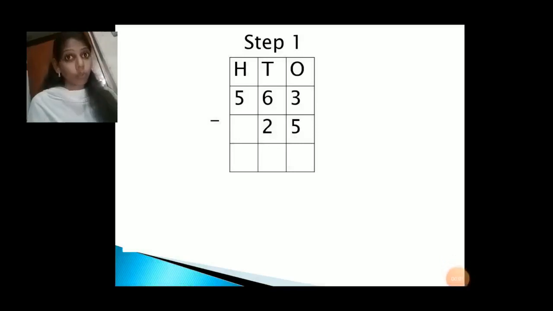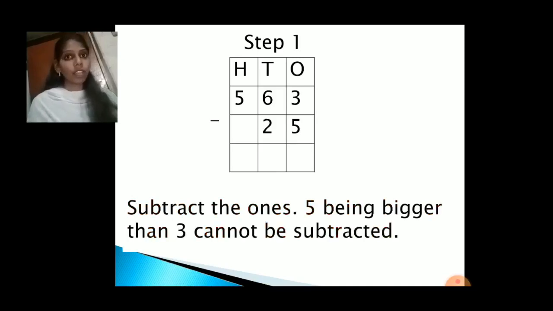And always remember, while borrowing, you can borrow from your next place only. It means ones will borrow from the tens place, tens will borrow from the hundreds place. Ones cannot borrow from the hundreds place. Okay, so our first step is to subtract the ones. But in this example, 5 is bigger than 3, which cannot be subtracted.